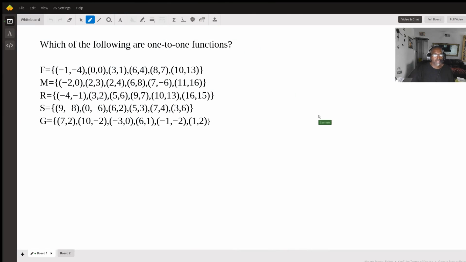Hi, this is Sammie W, and today we're going to solve the following problem. We have a group of functions here. We're going to decide which of the following are one-to-one.